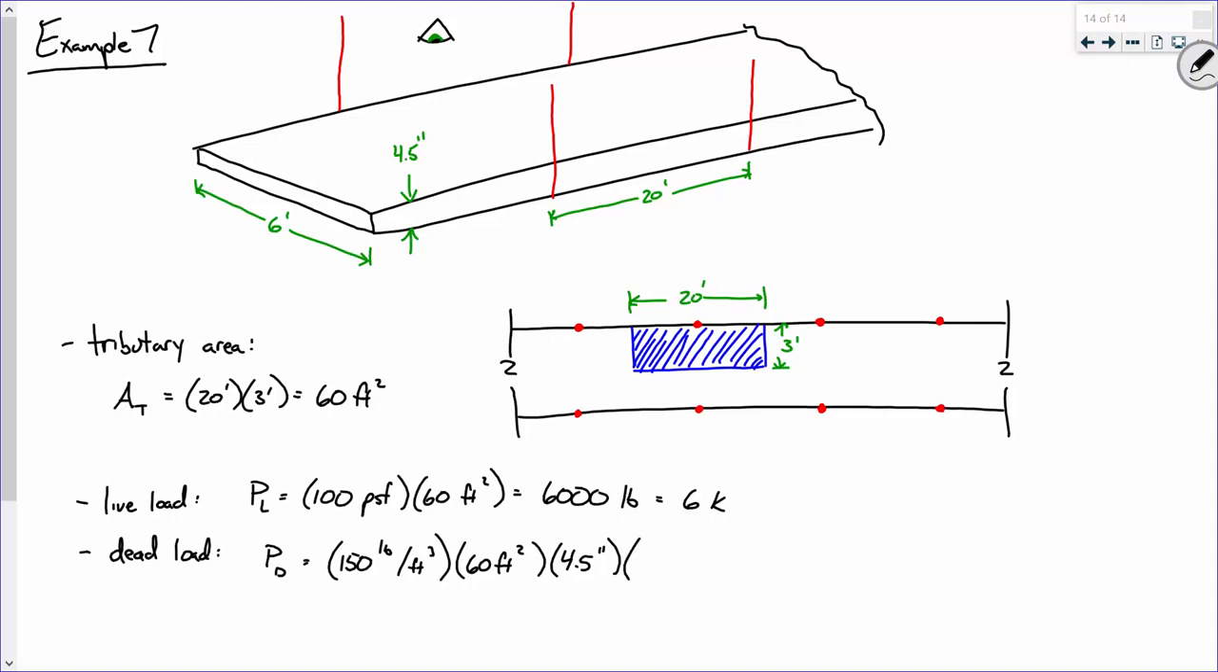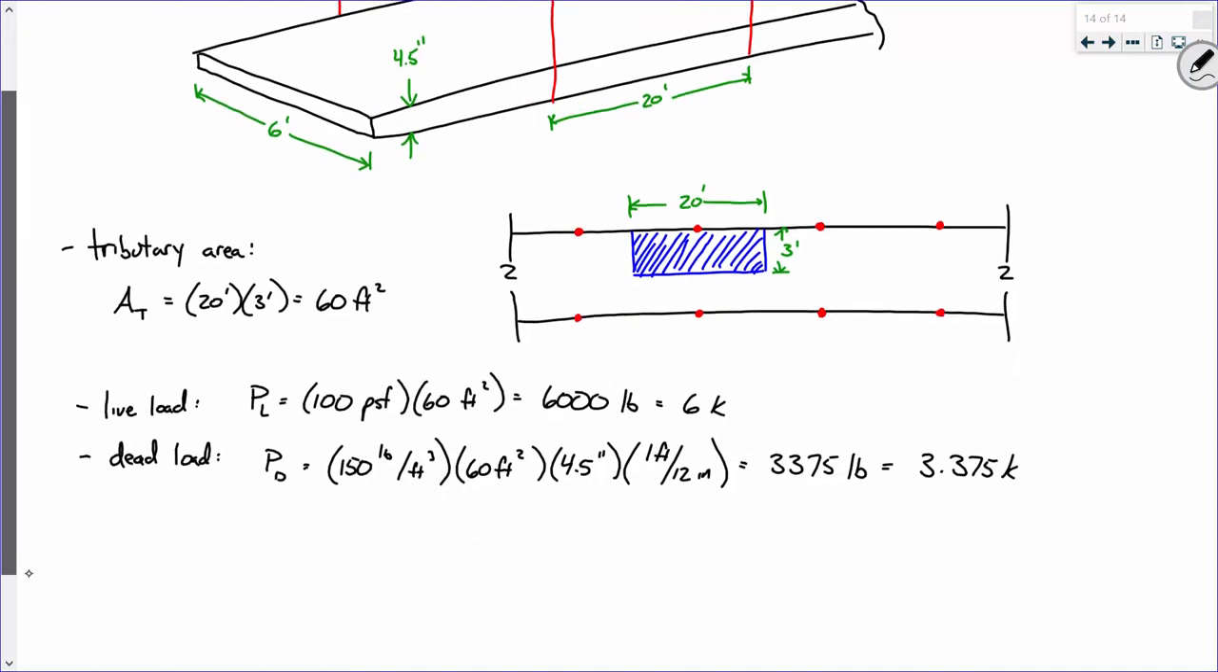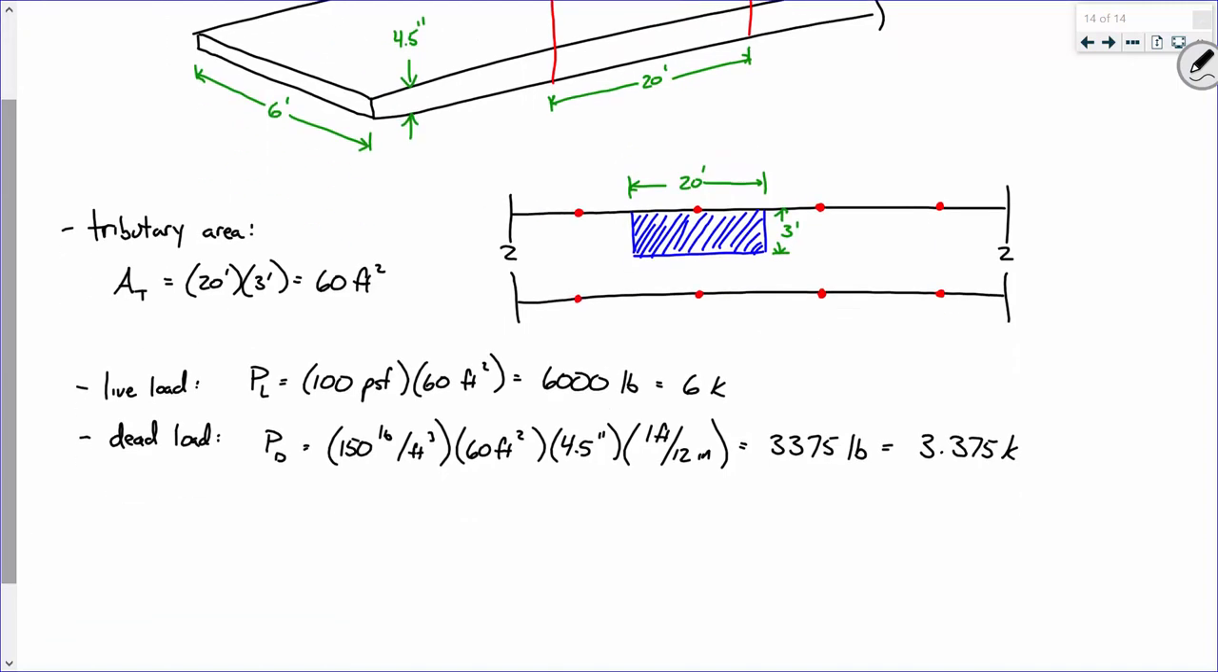So what do we need to do? There we go. And what do we have here? And that's going to be 3375 what? Pounds. I got a second on that? All right. Or 3.375 kips. And I'm using kips because our F sub u we're going to look up is in ksi, right?